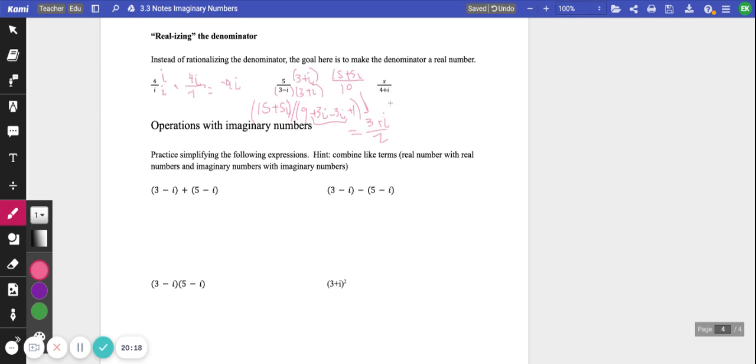Okay, last try. Last practice. So I have 4 plus i. Let me choose a different color. So the conjugate pair of that is 4 minus i.